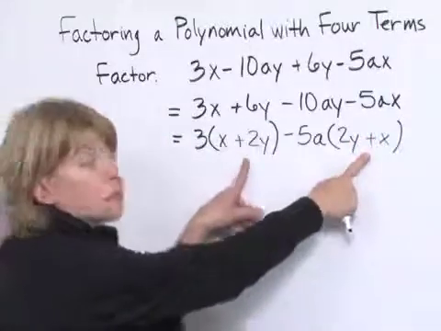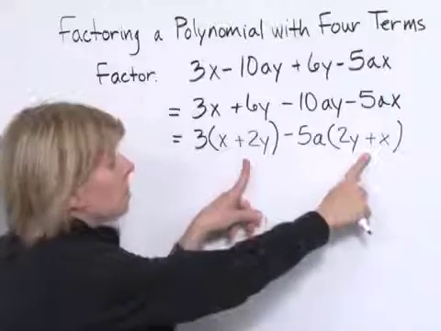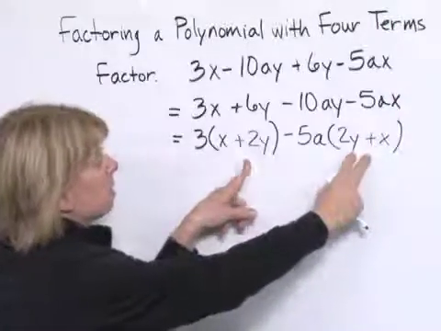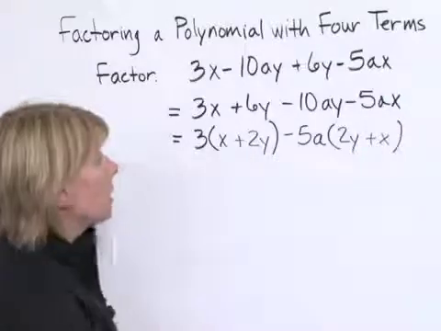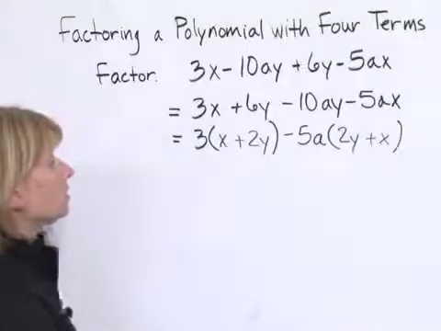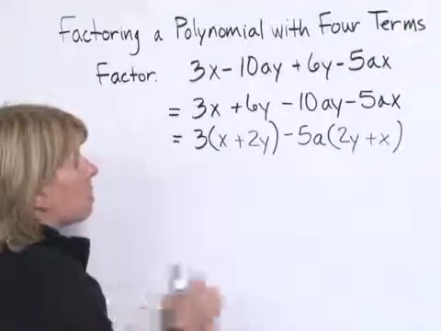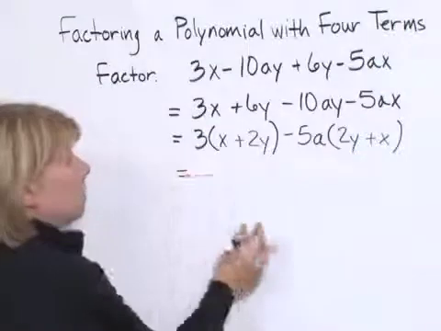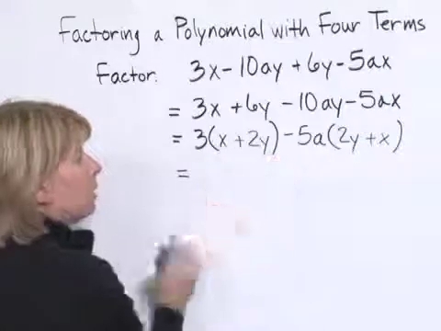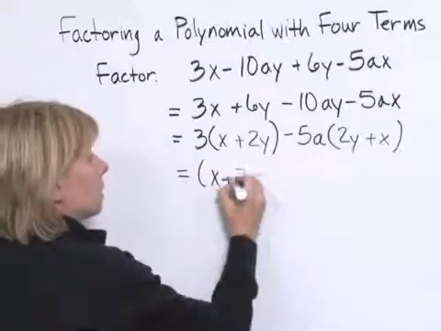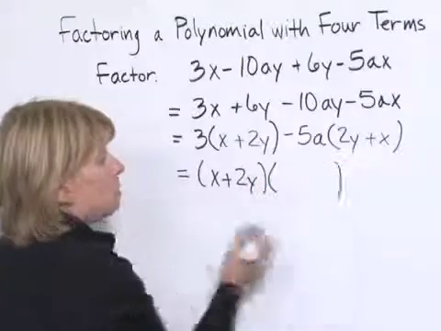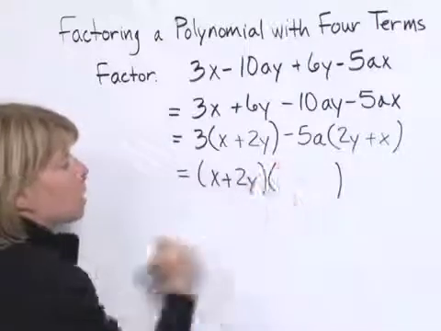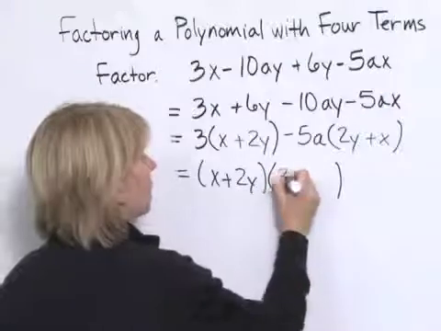Notice the 2 expressions in parentheses. Even though the terms are switched here compared to this, they are the same. 2y and an x are being added. Doesn't matter which order we write those in. So we do have the same thing in parentheses here. So now I'm going to factor out that common binomial, x plus 2y, and in the second set of parentheses, I'll have 3 minus 5a.